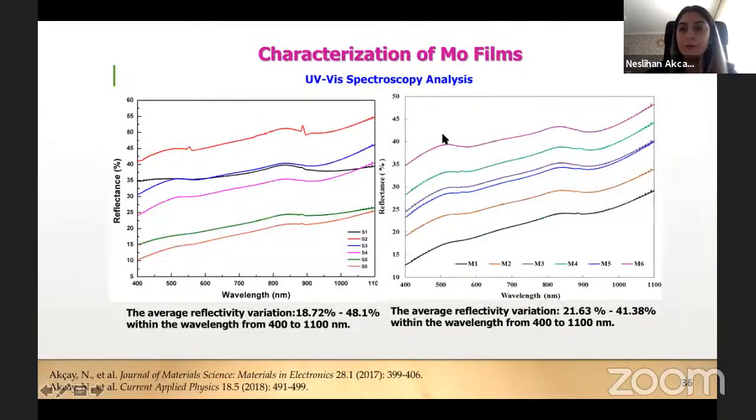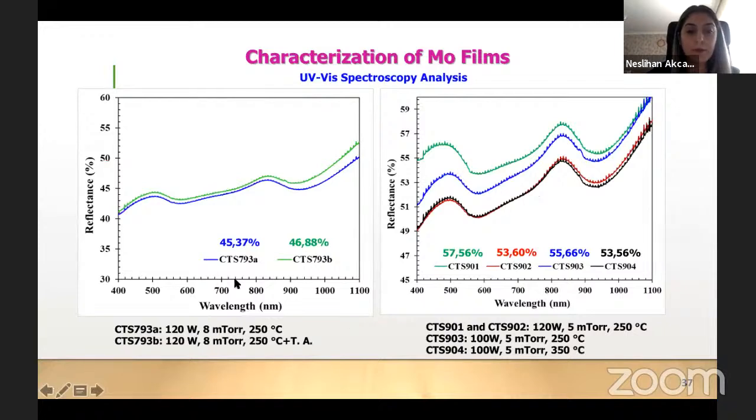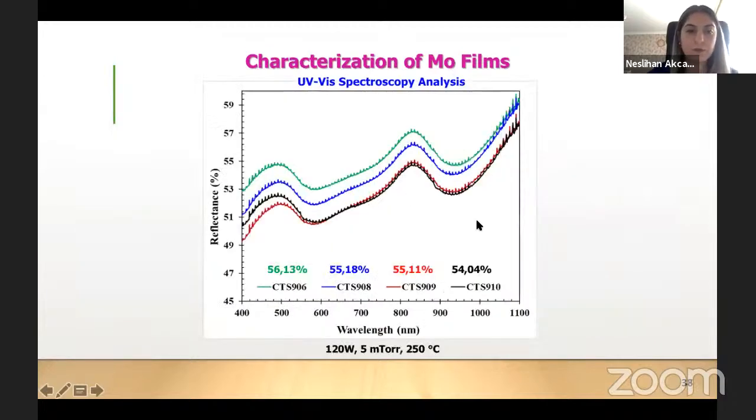For reflectivity of the molybdenum films, at the beginning, we obtained low reflectivity films. As you see in the figure, the average reflectivity varied between 18 and 48%. Then when we changed the argon gas pressure and substrate temperature according to our experience, you see here the reflectivity of the film increased. We obtained moly films with the reflectivity up to 57 percent. These are really good values in terms of reflectance.